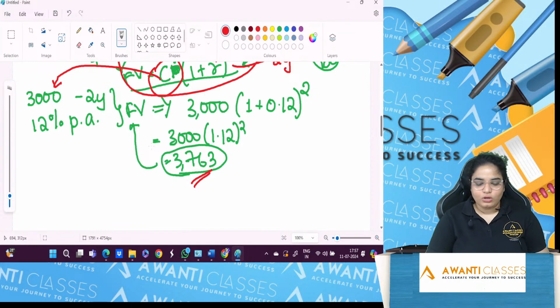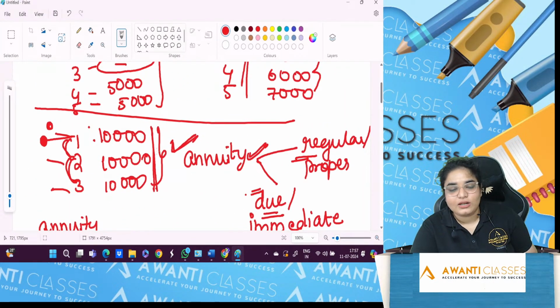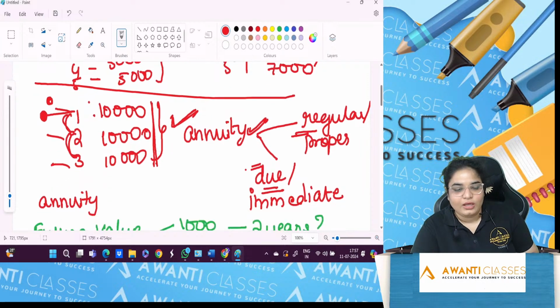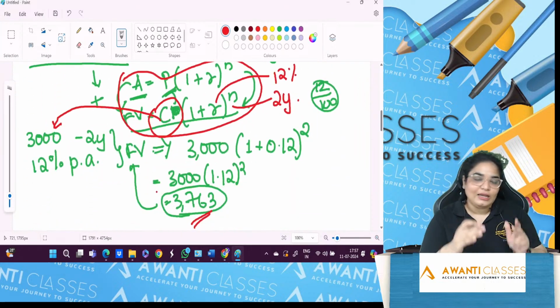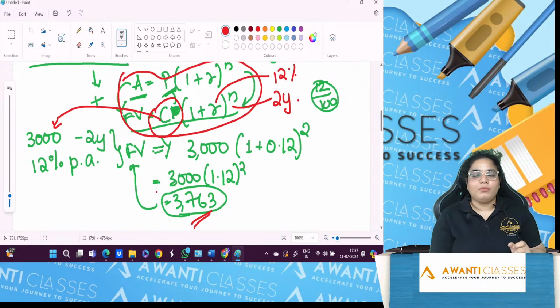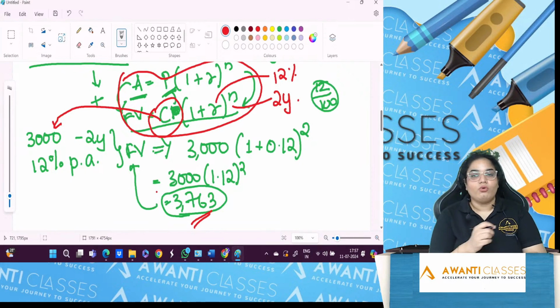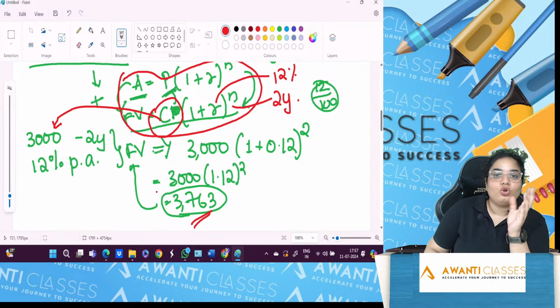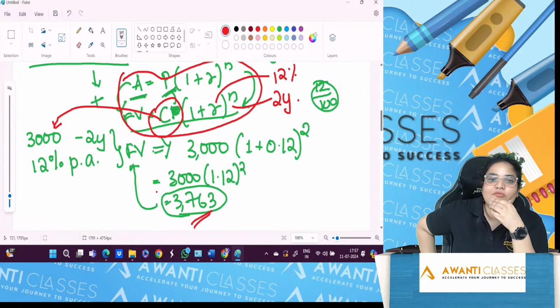Okay. Now, what concept did we see? We saw annuity. Annuity means a regular constant payment. Every month, every year, every 4 months, every 6 months, at any regular interval, if somebody is giving one specific amount, it is an annuity. Okay. You know pension. What is pension? Grandparents, when they have done government service, when they retire, they will get pension. When will they get it? Every month they will get. That is an annuity.